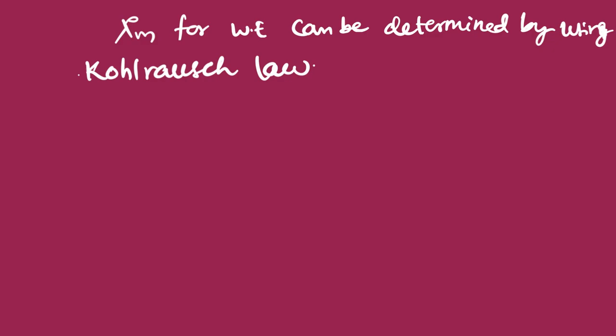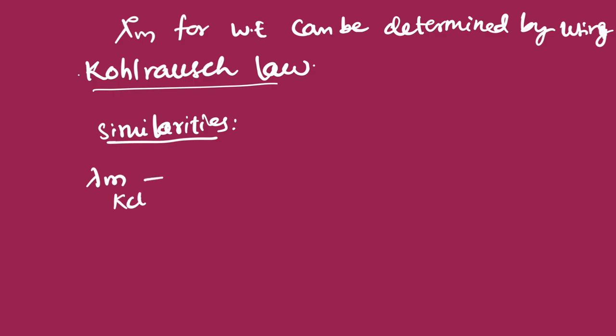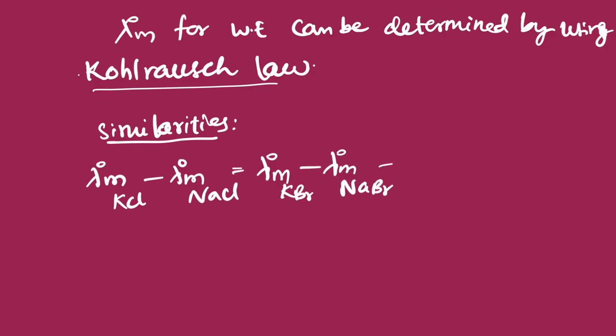Before that, how can we determine it? Kohlrausch observed some similarities in some compounds, that is, lambda naught m KCl minus lambda naught m NaCl is equal to lambda naught m KBr minus lambda naught m NaBr, is equal to lambda naught m KI minus lambda naught m NaI, which equals 23.4 Siemens centimeter square mole inverse.